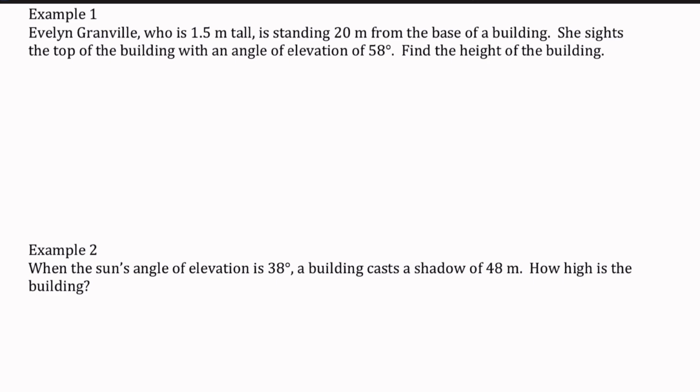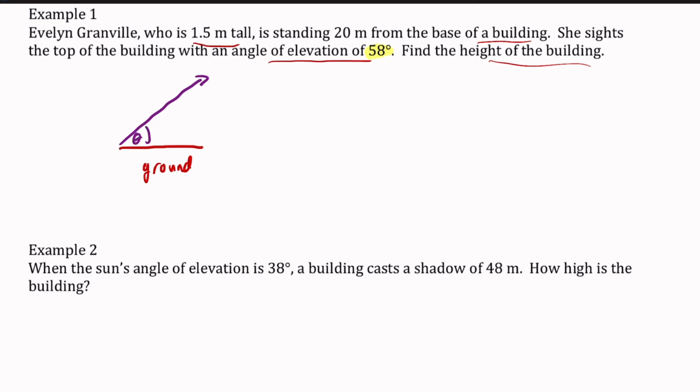So for this example, Evelyn Granville, who is 1.5 meters tall, is standing 20 meters from the base of a building. She sights the top of the building with an angle of elevation of 58 degrees. Find the height of the building. So a couple of things. Whenever we see the angle of elevation, if this is the ground, your angle of elevation is always going to be looking upwards towards whatever it's looking at, but it's an upwards angle with reference to the ground.